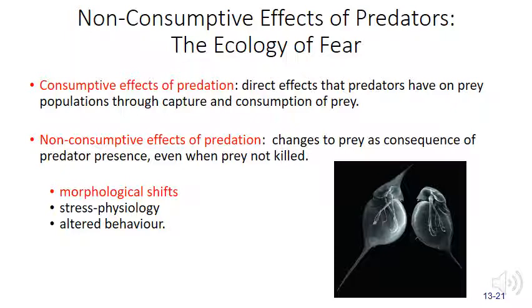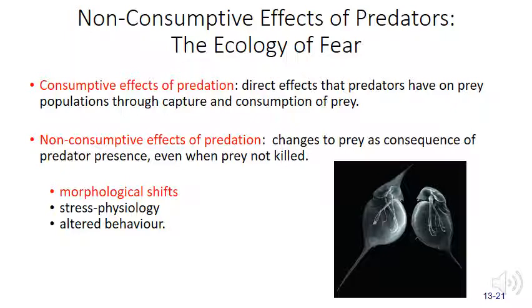So first of all, morphological shifts. This organism on the right is Daphnia. So these are small water fleas, and the two individuals here, one has very small spines and one has very large spines. And this is a really well-studied example of phenotypic plasticity. So individuals that grow up in the presence of high levels of predators develop these large spines, and they look like the individual on the left.